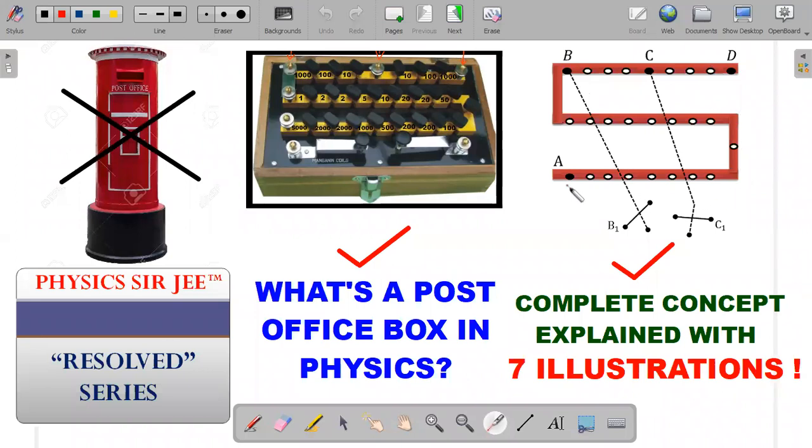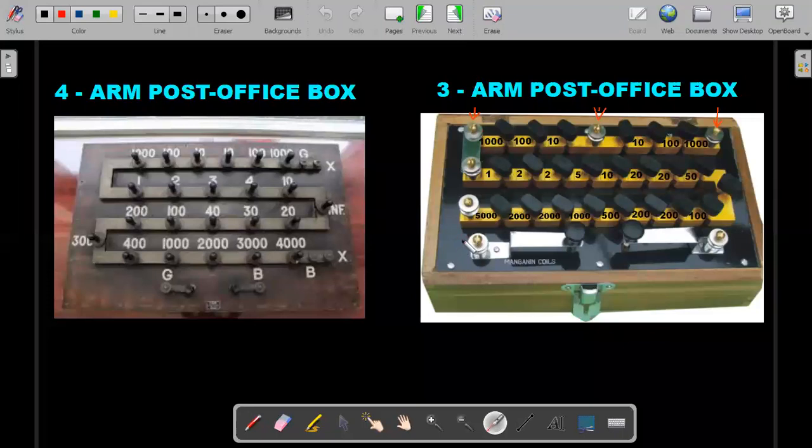The middle one is the practical look of that post office box, and the one on the rightmost is the circuital diagram, or representation, in a question paper. So this is the idea. 3-arm or 4-arm, the S letter that you usually see in question papers is because they are trying to refer to a 3-arm post office box.